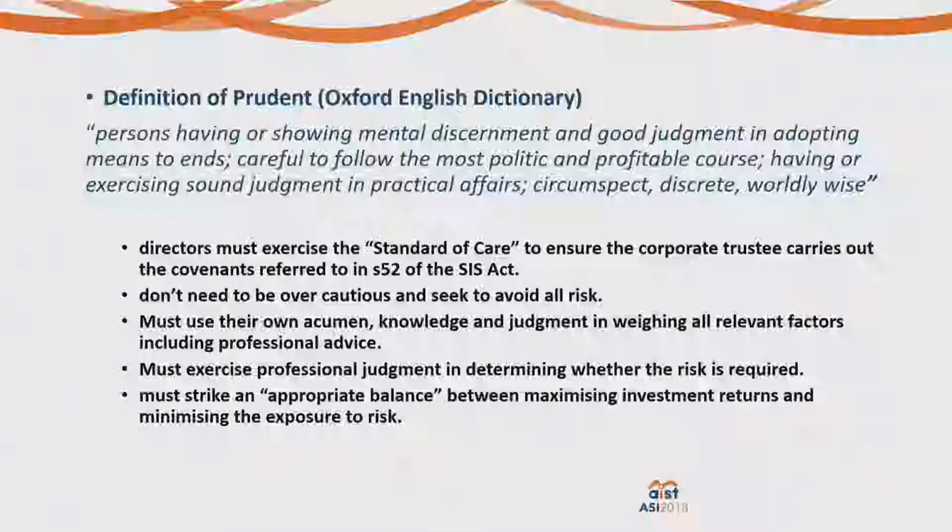So obviously, a question is, what is a prudent superannuation trustee or a prudent superannuation entity director? The law will always go back to the ordinary meaning of words. So the definition in the Oxford Dictionary is persons having or showing mental discernment and good judgment in adapting means to ends, careful to follow the most politic and profitable course, having or exercising sound judgment in practical affairs, circumstances, is discreet, worldly and wise. So at the moment there's no clear judicial reasoning as to what a prudent superannuation trustee is. That may come in the future down the track, and that would be helpful to allow trustees to understand the boundaries and the breadth of these particular standards of care.